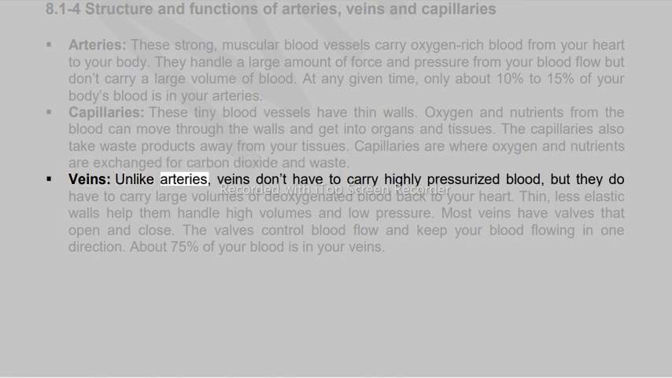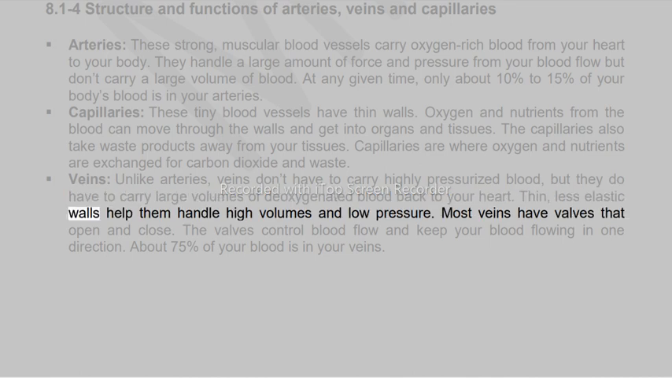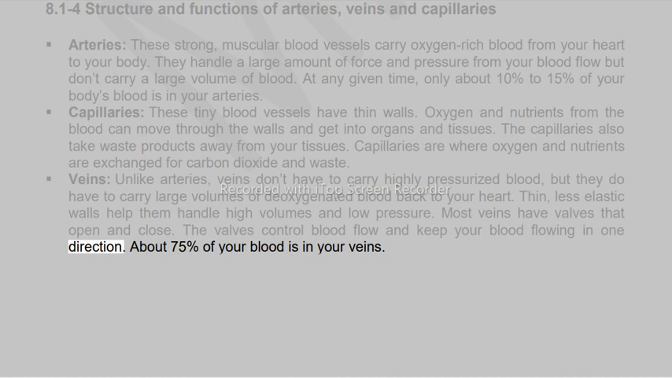Veins: unlike arteries, veins don't have to carry highly pressurized blood, but they do have to carry large volumes of deoxygenated blood back to your heart. Thin, less elastic walls help them handle high volumes and low pressure. Most veins have valves that open and close. The valves control blood flow and keep your blood flowing in one direction. About 75% of your blood is in your veins.